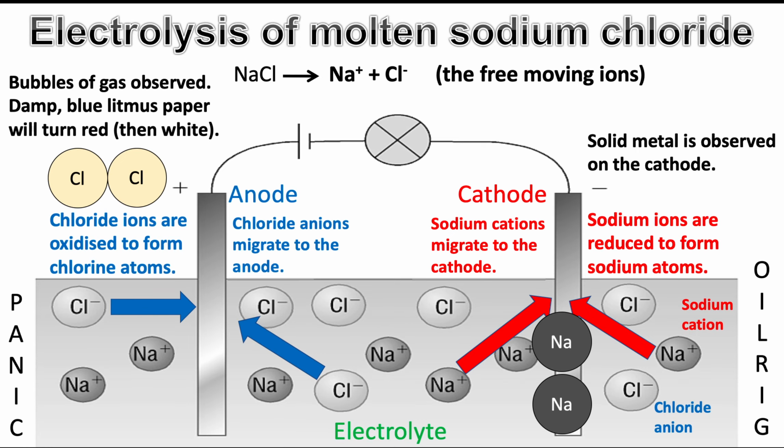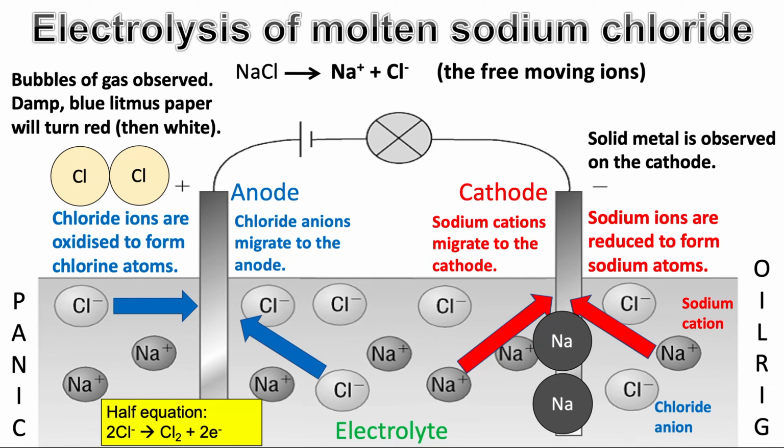For higher tier students only, extra little bit, the half equations associated with this. At the anode, we would expect two Cl- ions to form a molecule of chlorine, which contains two chlorine atoms, and we'd also get two electrons produced as part of the loss of electrons. Please note the minus symbol on the e is not essential, but I like to include it because it helps show where the charge has gone, okay?